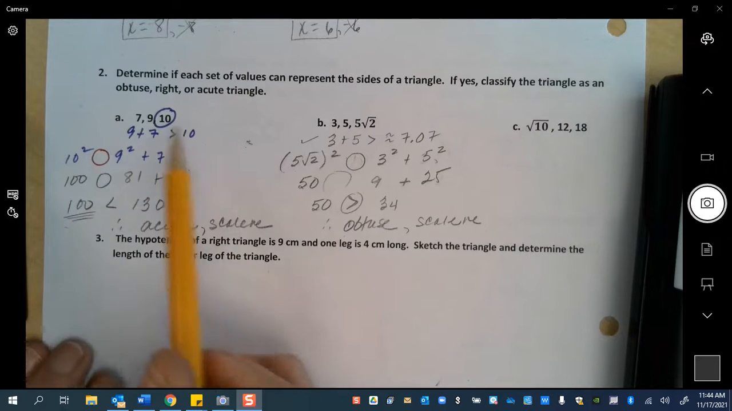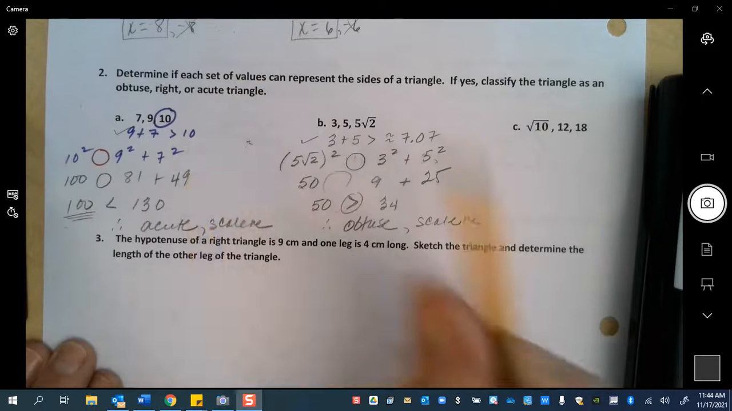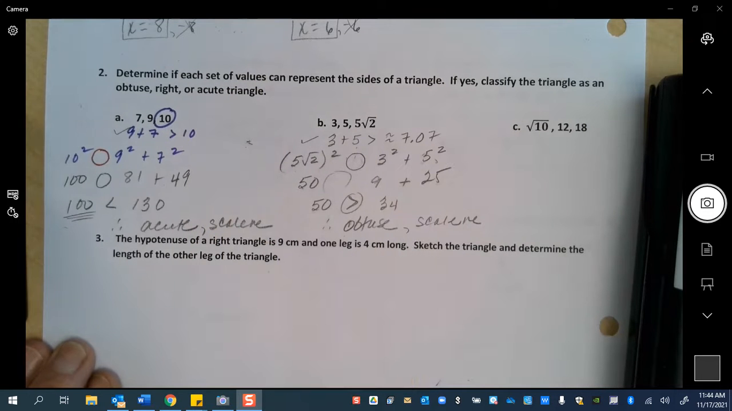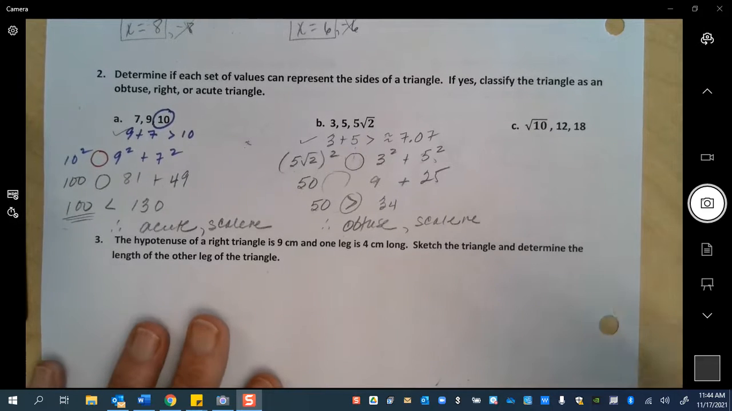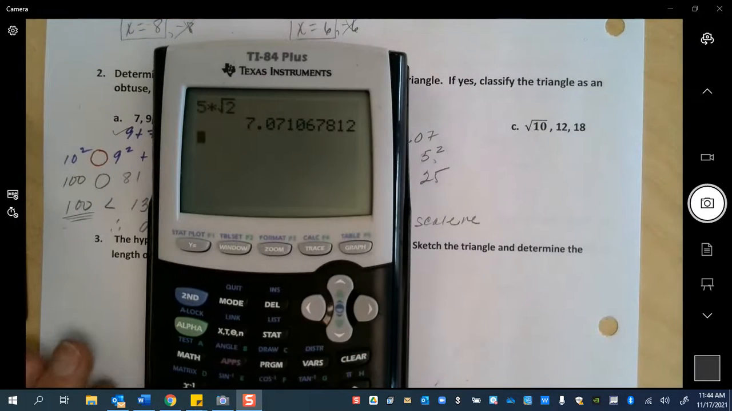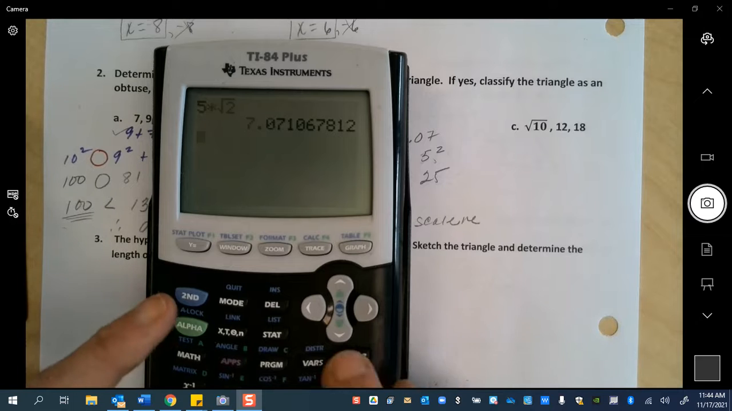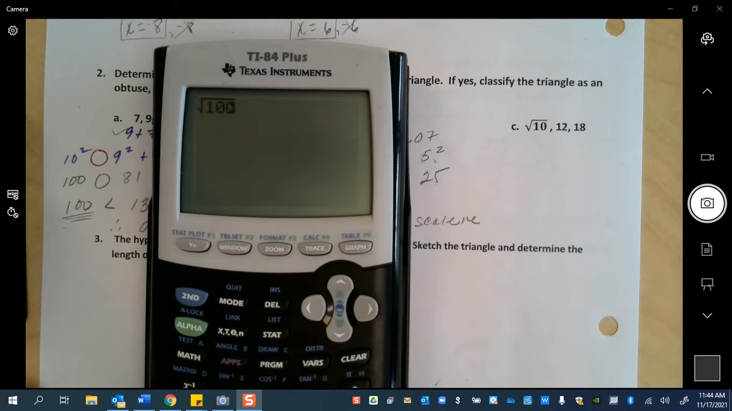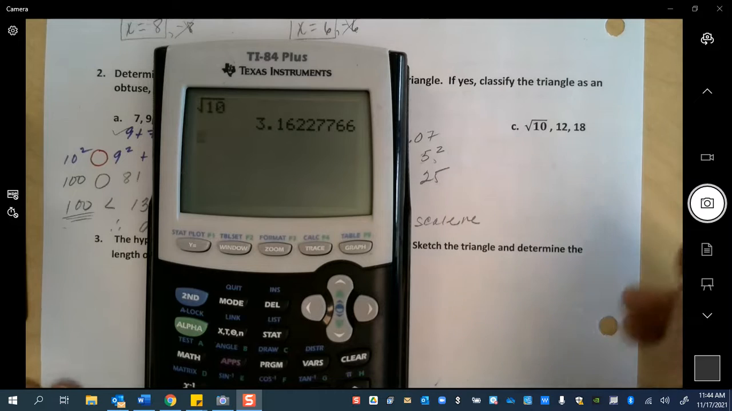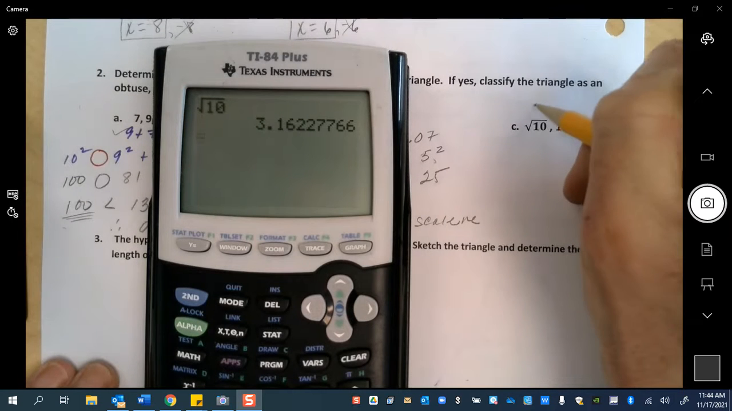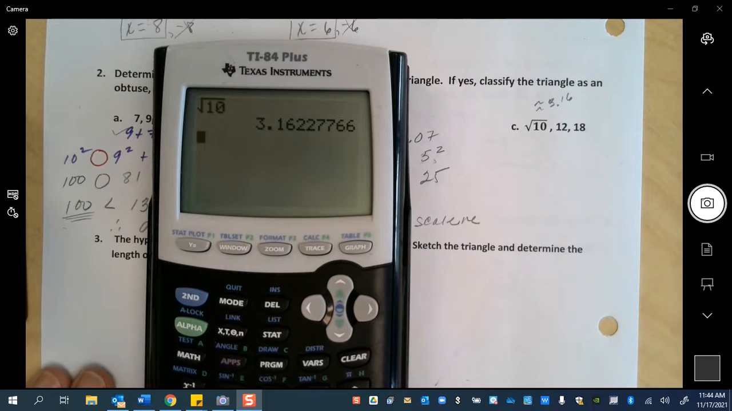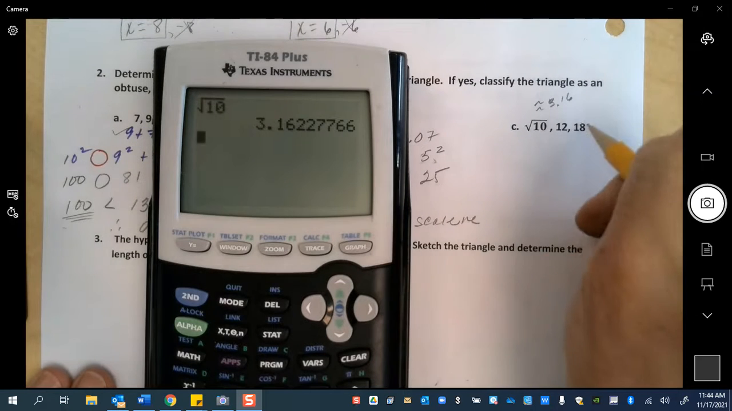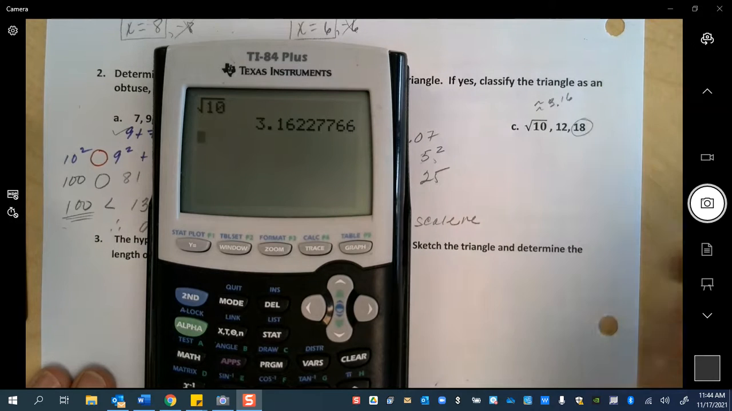Remember, your first step has always got to be to check and make sure that it is a triangle. All right, let's talk about this one. Square root of 10, I need to know what that's worth. That's about 3.16, and this is my biggest side.